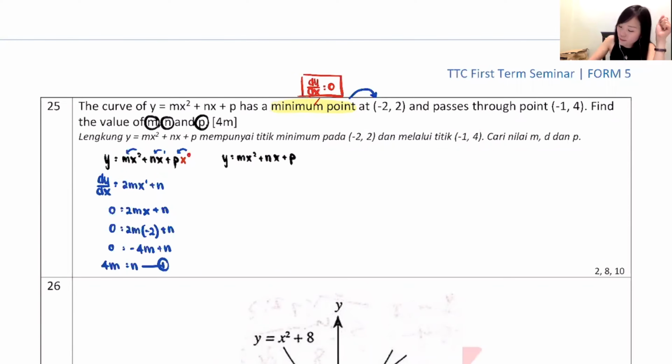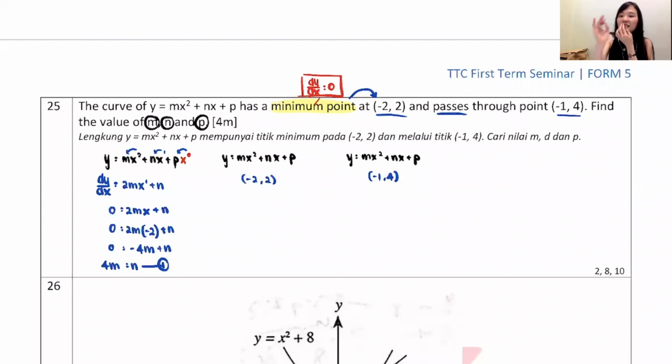This curve passes through (-2, 2), so yes, we can sub in (-2, 2). And does this curve pass through (-1, 4)? Yes, so you can sub in (-1, 4). Don't ask me, teacher, why this one can. Because now we are not talking about the maximum or minimum point. We are only talking about whether your curve passes through that coordinate. So if it passes through, you can use it.